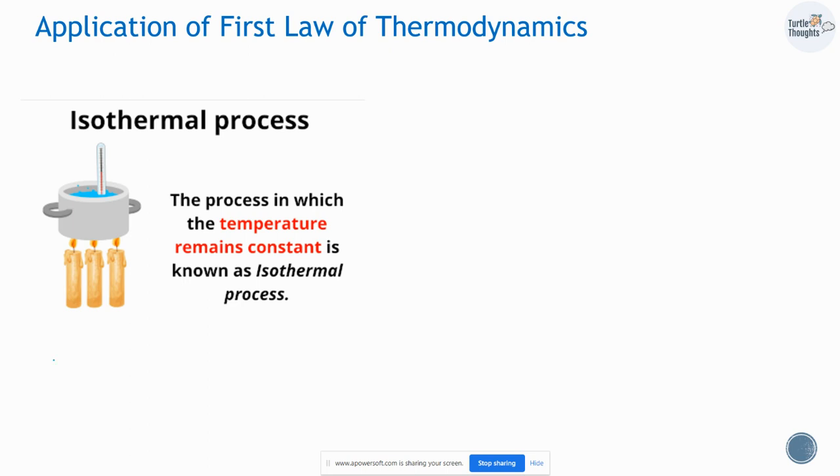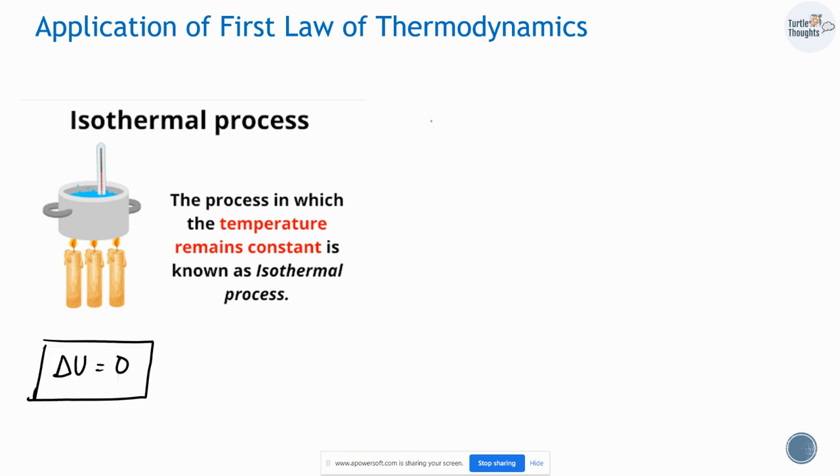We'll be moving on to the applications of the first law of thermodynamics. First, we have the isothermal process. An isothermal process is a process in which temperature remains constant, right? When temperature remains constant, even the internal energy will remain constant. So I can write over here delta U, the change in internal energy in case of an isothermal process, is going to be equal to 0.